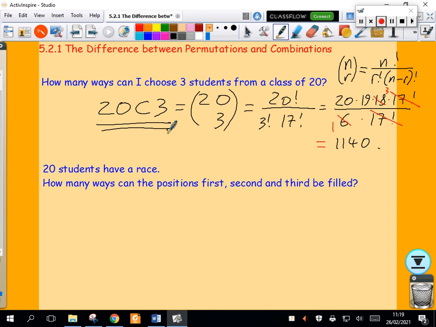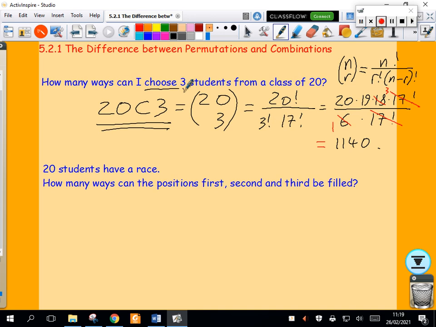So I need to be able to work it by hand, but I also should know how to put it into the calculator. Sometimes these things you'll be able to work more quickly out by hand. The key thing to understand there is we're choosing 3 students from a class of 20. The order of them doesn't matter. Anne and Barry and Charlie are the same 3 students as Charlie and Barry and Anne. No difference.